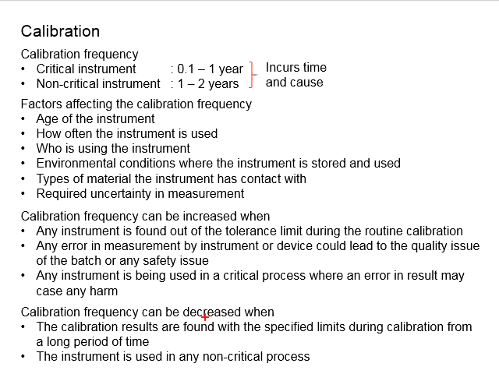The calibration frequency can be decreased when the calibration results are found within the specific limit during the calibrations over a long period of time. That means the instrument shows good reliability even after a long period of time, and also the instrument is used in a non-critical process. That means it is not that critical, and the lab would like to save budget for calibration purposes.